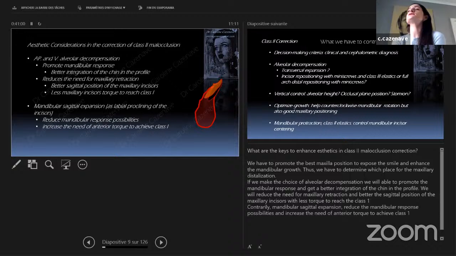So what are the keys to enhance aesthetics in class 2 malocclusion correction? We have to promote the best maxilla position to expose the smile and enhance the mandibular growth. Thus, we have to determine which place for the maxillary distalization. If we make the choice of alveolar decompensation, we will be able to promote the mandibular response and get a better integration of the chin and the profile. We will reduce the need for maxillary retraction and better the sagittal position of the maxillary incisors with less torque to reach the class 1. Contrarily, mandibular sagittal expansion reduces the mandibular response possibilities and increases the need for anterior torque to achieve class 1.